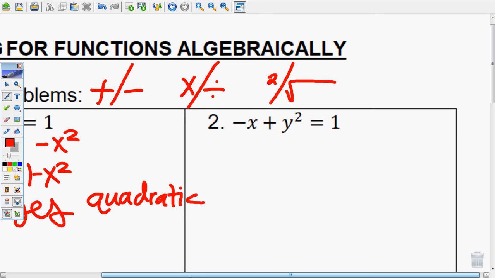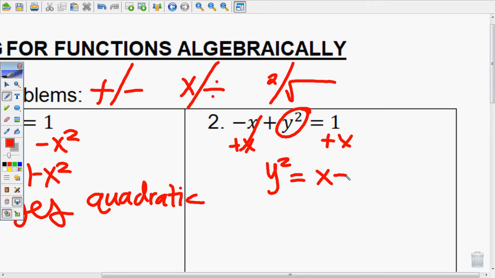Understood? Here we go. So, number 2. Again, we're solving for y. So we need to isolate y. My first thing that's outside of my circle is what? The negative x. How do I move that negative x? I'm going to add the x. So I have y squared equals x plus 1. And then I'm going to take the square root. The opposite of squaring something is to square root. So what I do on one side, I do to the other. So I have y equals.